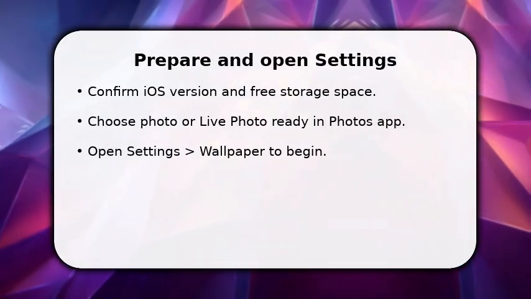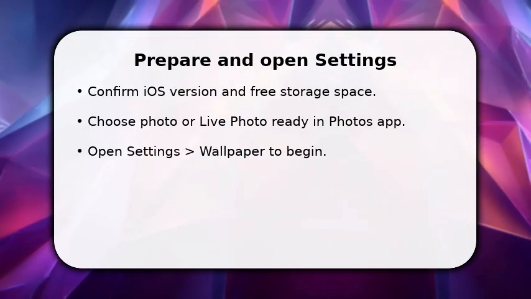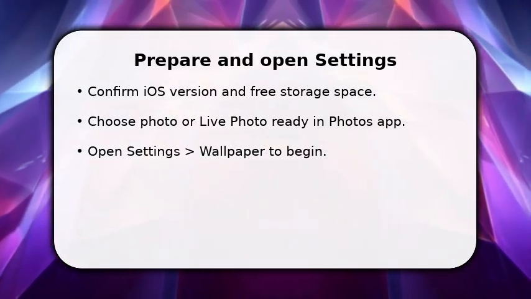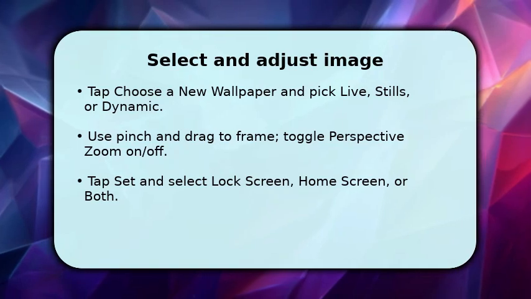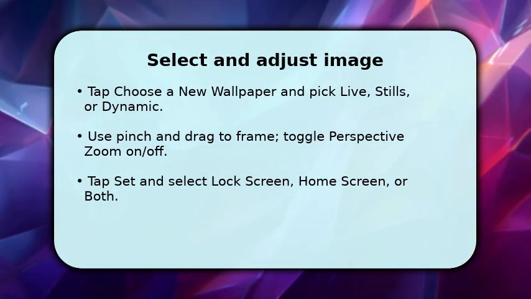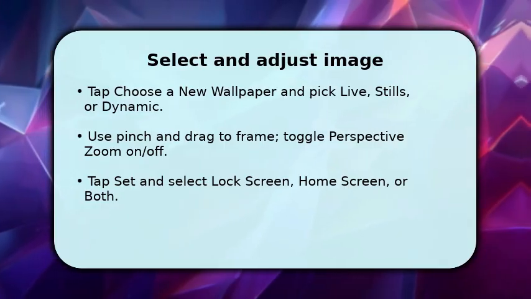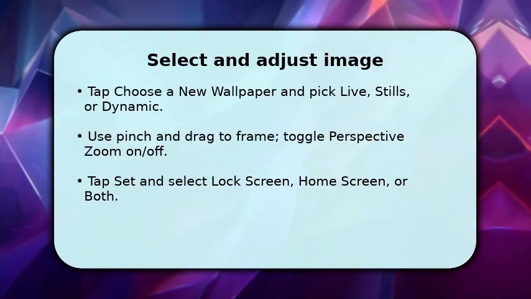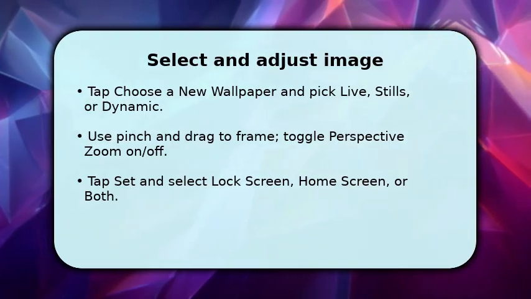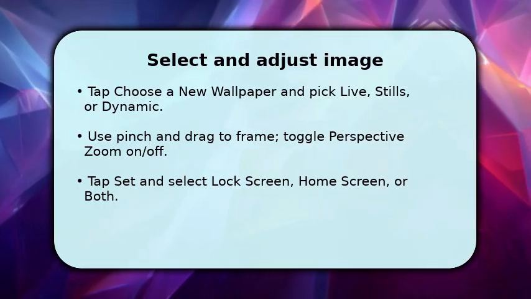Make sure to let the phone finish any background sync, because photos must be fully accessible before you proceed to selecting and editing the image. Choose a new wallpaper and decide between stills, live, or dynamic so the effect matches your preference. Then position the image. Pinch to zoom and drag to frame the subject, and toggle perspective zoom if you want parallax movement. Turn it off for a fixed look.